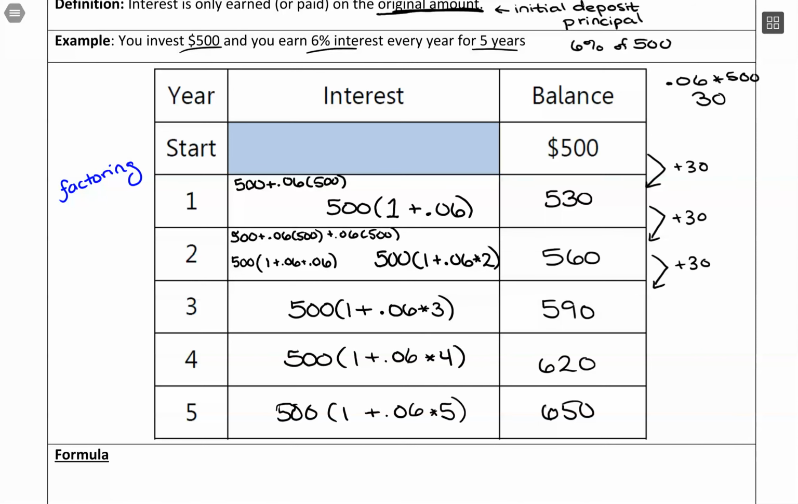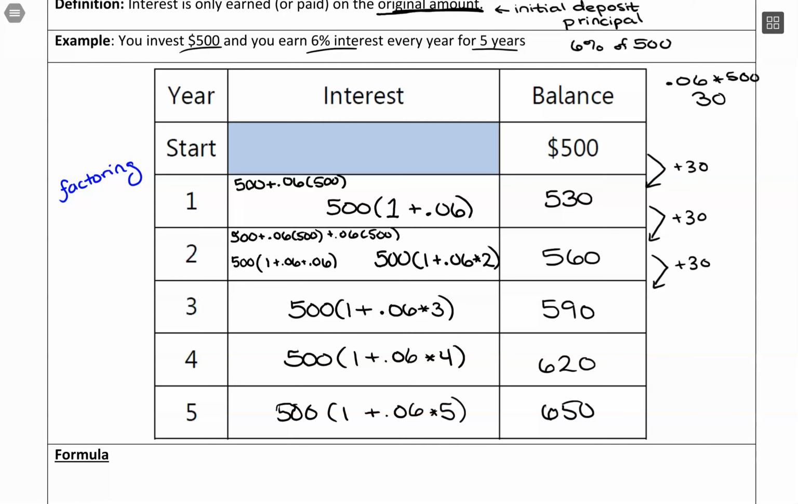So now I can start to see a theme, so that if I wanted to jump to year 100 of this account, I would know what to plug in. I would still have that 500. I'd have 1 plus 0.06, and that year value would be plugged in right there where the 5 is with year 100 or whatever we want to look at, so that we don't have to actually calculate year to year to year. We could jump ahead if we wanted to.